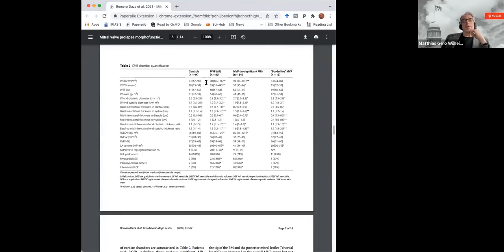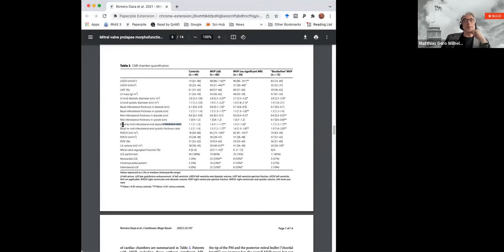So what I already mentioned, the left ventricular volume was slightly higher in patients with mitral valve prolapse, the end-systolic volume as well. And these are indexed values. So this is always important when you have trials, that you look at index and not just absolute values. And of course, the end-diastolic diameters were also much different.